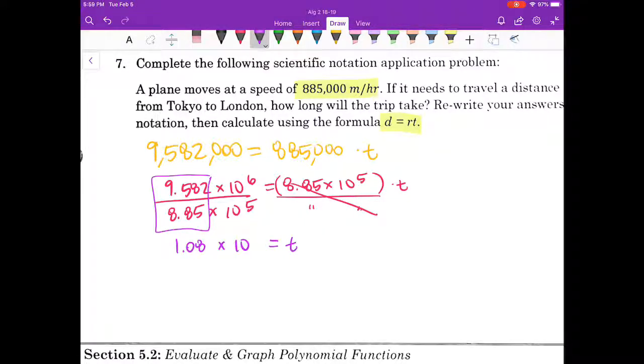Times 10 to the, well, you're just dividing two things with exponents, so you're going to subtract your exponents. So times 10 to the first. Now, since it's only times 10 to the first, and this is in the context of a real-world problem, we can go ahead and convert that back into decimal notation or standard notation. So if we're multiplying 1.08 times 10 to the first, we can call that 10.8 hours.